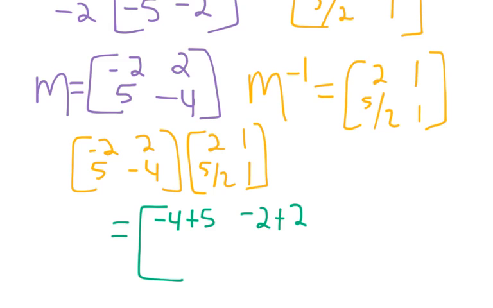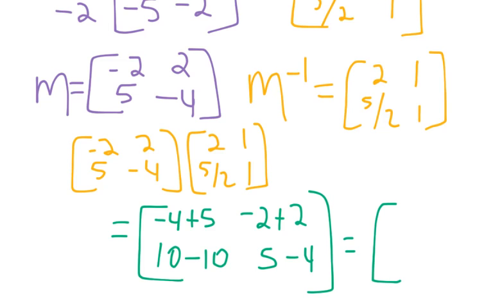Come to my second row, I have 5 times 2 is 10. And negative 4 times 5 halves, negative 4 times 5 is negative 20, divided by 2 is negative 10. And I have 5 times 5, and negative 4 times 1, minus 4. Will this give us our identity matrix? I have 1, 0, 0, 1, yes.